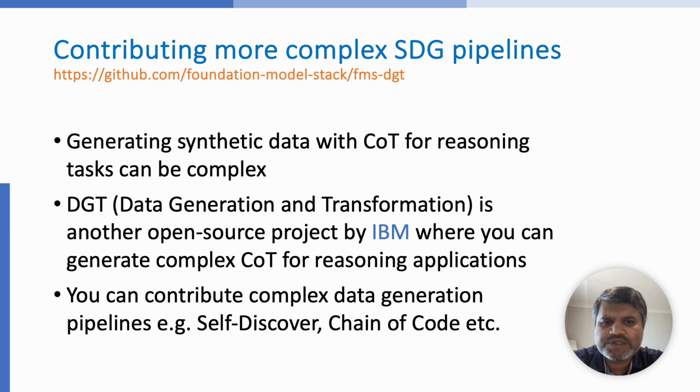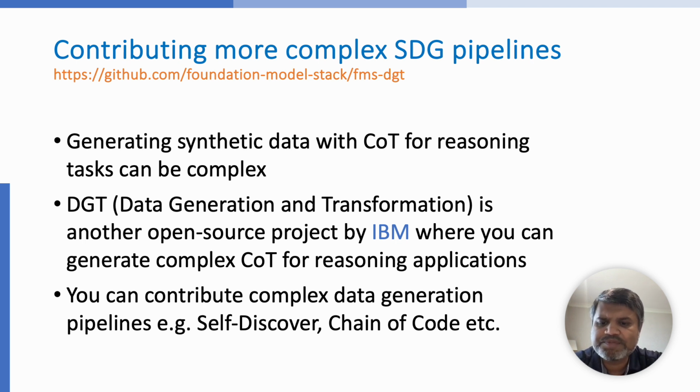But there are advanced users who want to generate complex data generation pipelines, and they want to use their own pipelines to generate new data and make contribution to the open source model. This can happen through another project of IBM called DGT, which stands for Data Generation Transformation Pipelines. Here you can make contribution not only by providing a few examples, but by providing the whole pipeline of the data generation.